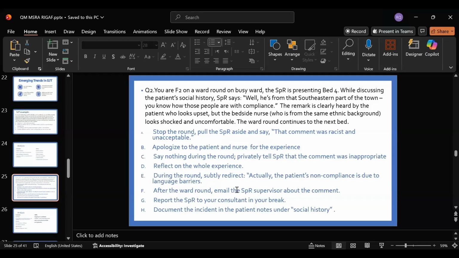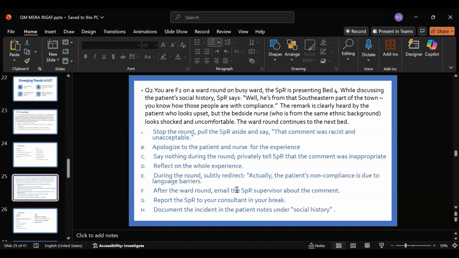Do you want me to read the options? If you don't mind. Okay, so A, stop the round, pull the SPR aside and say that comment was racist and unacceptable. What do you think about this? Is it good or bad? So the round has moved, but this racism is completely unacceptable. Unacceptable, but we have learned something. Is the racism going on, or has something happened already? It's already happened because we're now on the next patient, but still. So would you go for A or would you drop A? I want to go through the options first to see if there are better ones. No problem.